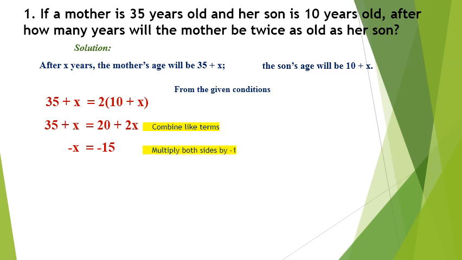And to finish this, we will have to multiply both sides by negative 1, of course, to eliminate the negative sign. So we now have x is equal to 15. And after 15 years, the mother's age will be twice as old as the son. So this answer satisfies the question being asked above.